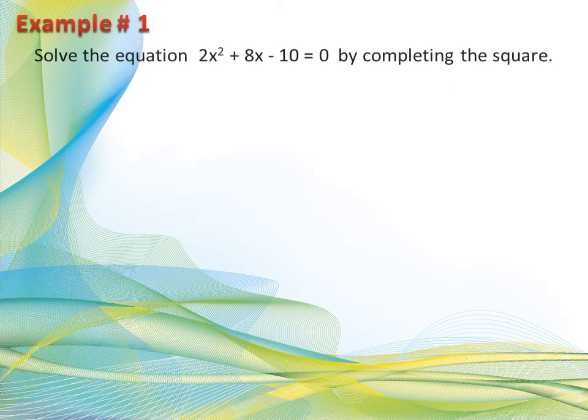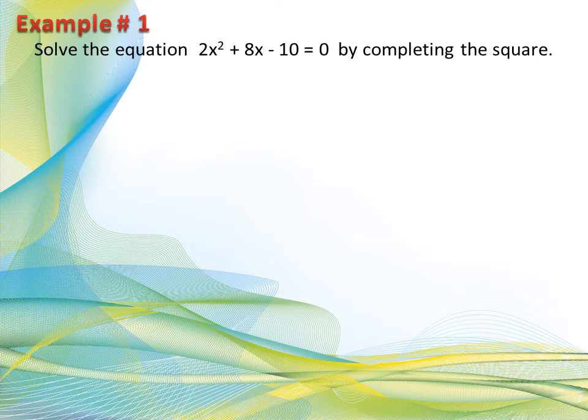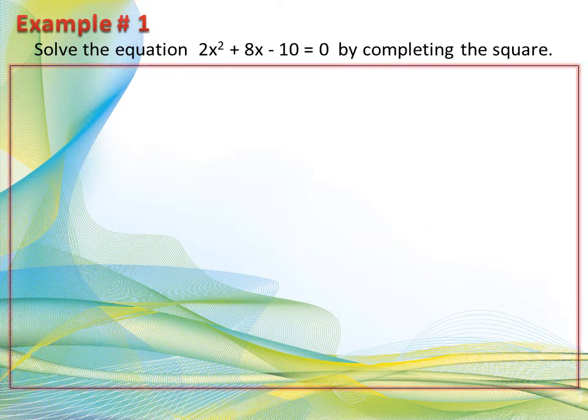For example number 1, we have to solve the equation 2x squared plus 8x minus 10 is equal to 0 by completing the square. So, for the solution, we have step number 1, arrange in standard form. So, arrange daw natin. Laging mauuna yung quadratic term, sumunod ay si linear term, sumunod ay si constant term, then equal to 0. So, yan yung kalalabasan.